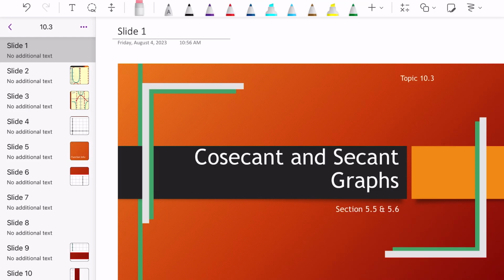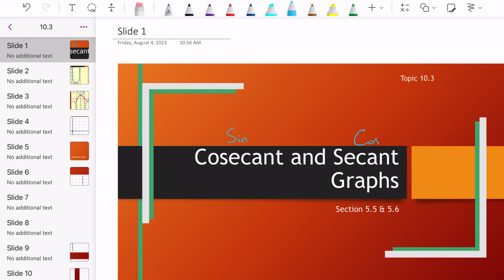Today we'll be going over 10.3 cosecant and secant graphs. The first thing to understand before we do anything else is what the inverses of our cosecant and secant trig functions are. For cosecant, that truly means that we are working with sine, and for secant, we are working with cosine. Understanding those trig functions and how to graph those are extremely important.